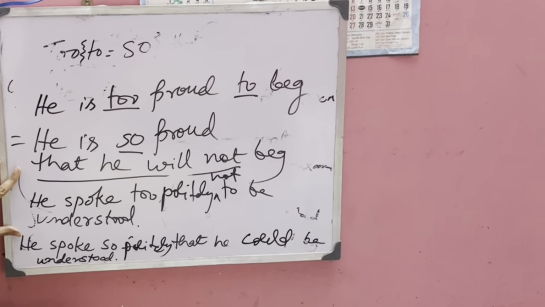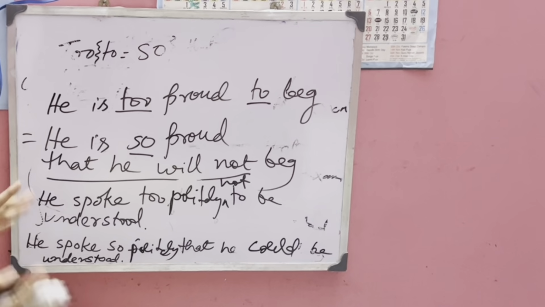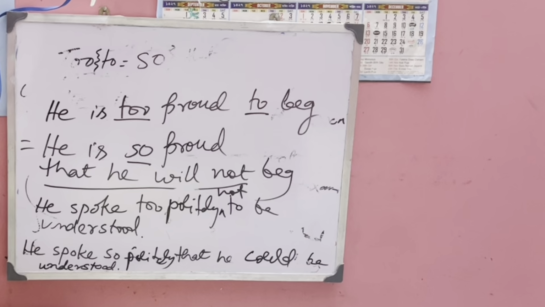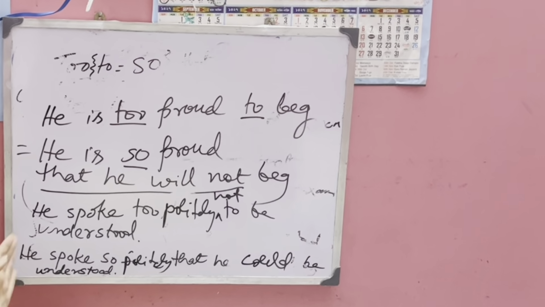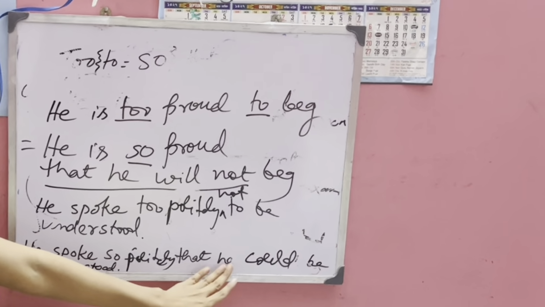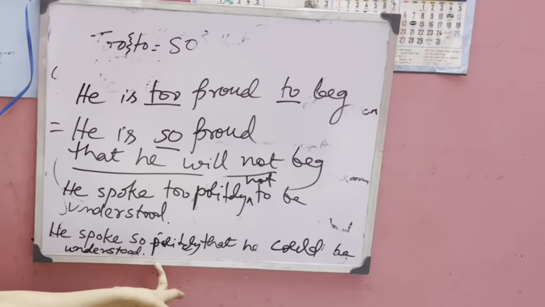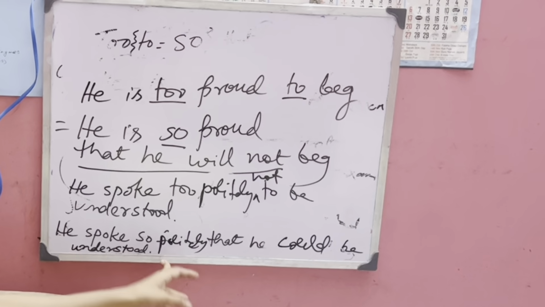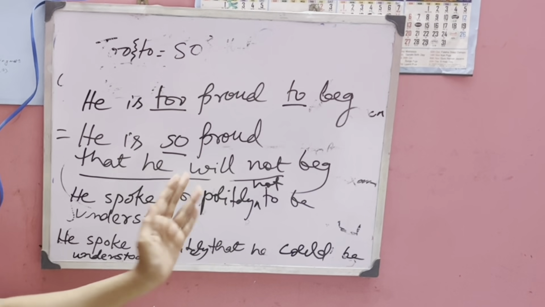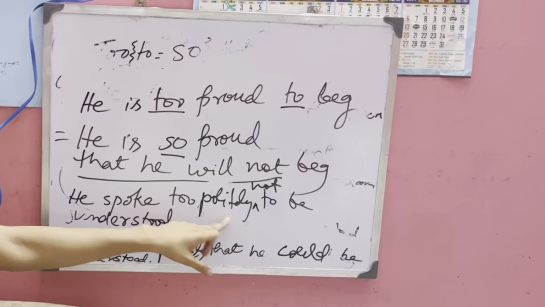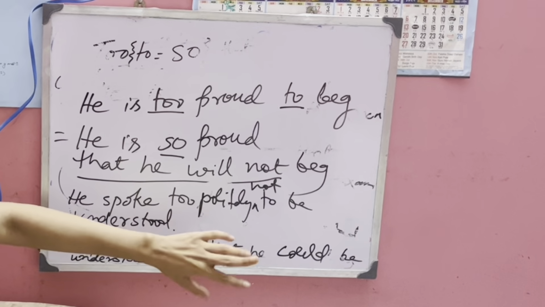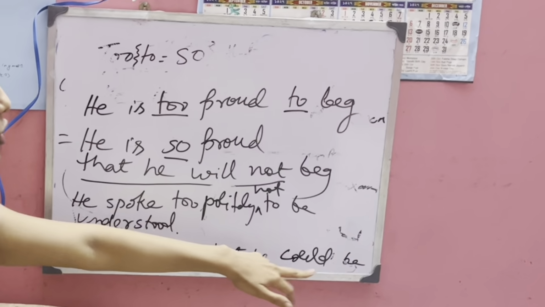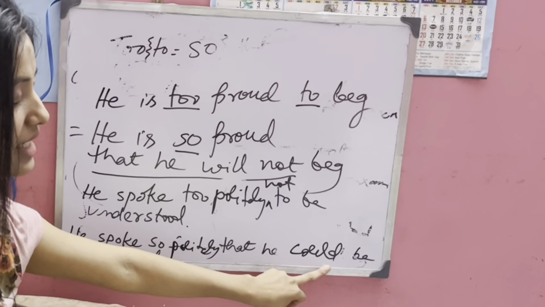Because now this is a negative sentence. So what does this mean? He spoke very politely. That's why he could be understood. He spoke so politely that he could be understood very well, easily. If you want to add any adverb, you can add. So he spoke so politely that he could be understood. He spoke too politely not to be understood. These two mean the same. So here this is negative, not to, and it is getting converted to positive. See, could not, you won't be writing anymore.